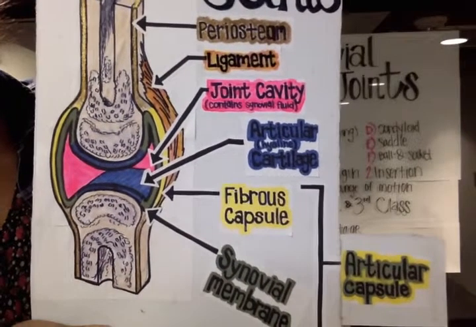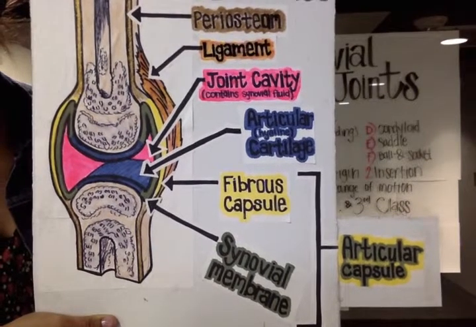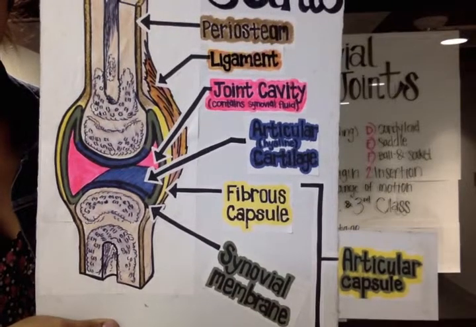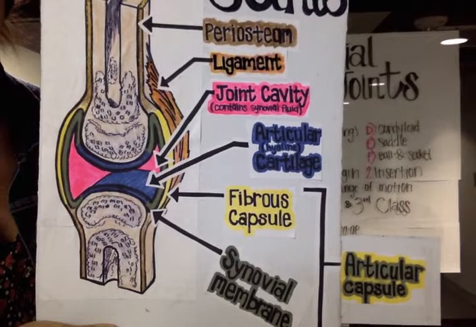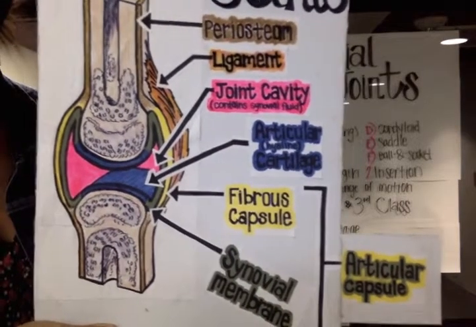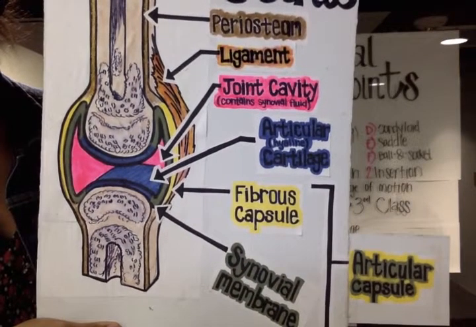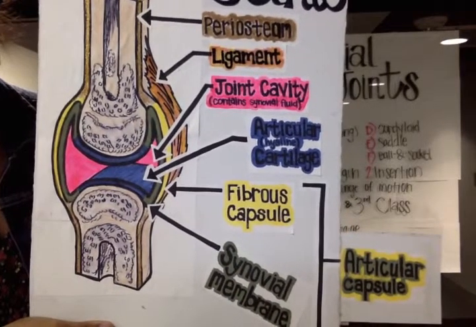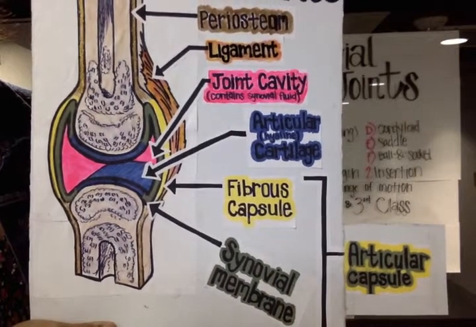Next, we have the articular capsule. The articular capsule is made up of 2 layers, fibrous and synovial membrane. The external layer, the fibrous capsule, is fibrous by nature due to the composition of dense, irregular connective tissue. It strengthens joints so bones don't fall apart. Next, we have the internal layer, which is the synovial membrane. The synovial membrane is composed of loose connective tissue, lines all internal joint surfaces except the articular surfaces, and secretes synovial fluid into the joint cavity.